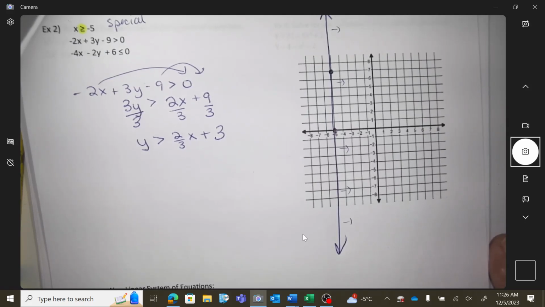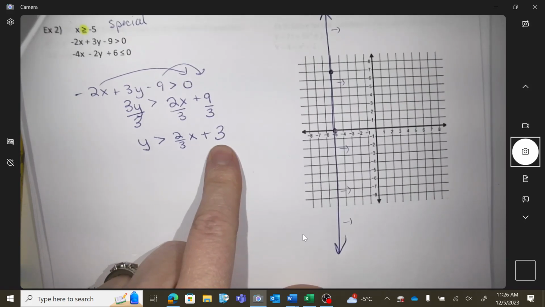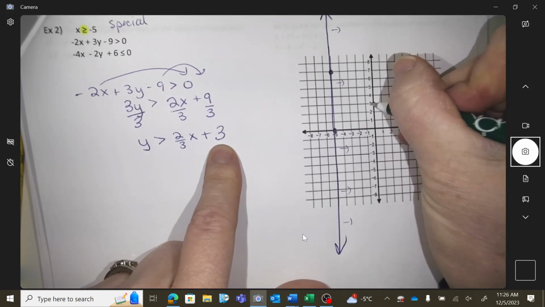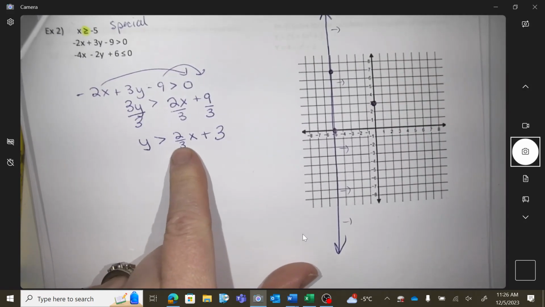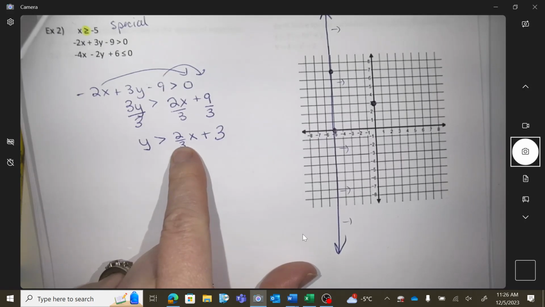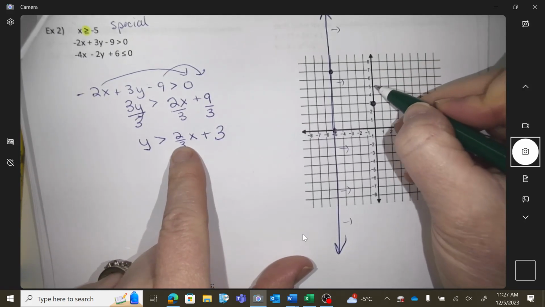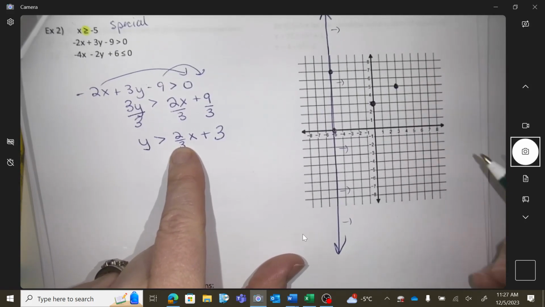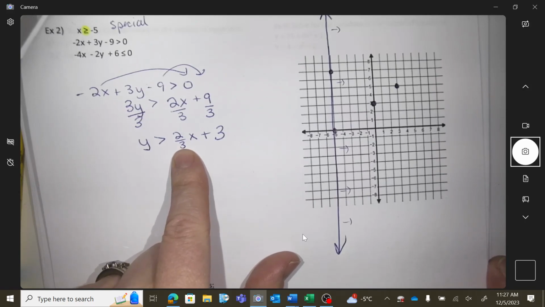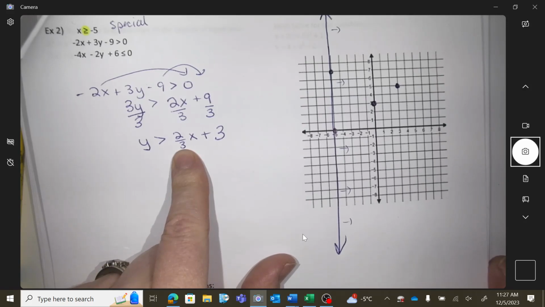Okay, now this looks familiar to me. What is the y-intercept? What is the slope? I have all that now. So the y-intercept, 3. I'm going to go up 2, right 3. What kind of line do I want? Am I on it or not on it? So do I want a solid one or do I want a dashed one?